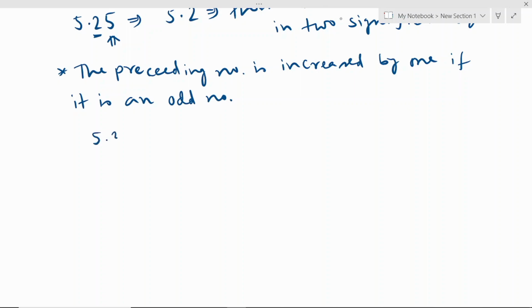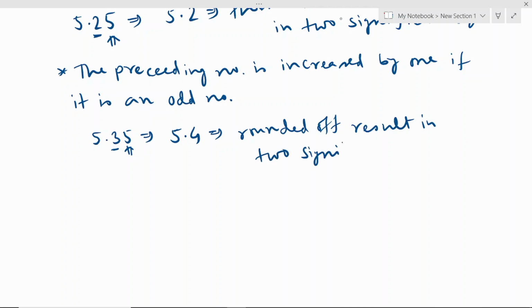Example, 5.35. If we have to retain this figure in 2 significant figures, then the rightmost digit to be removed is 5, and the preceding number is 3, which is an odd number. So we will increase it by 1, giving 5.4, which is the rounded off result in 2 significant figures.